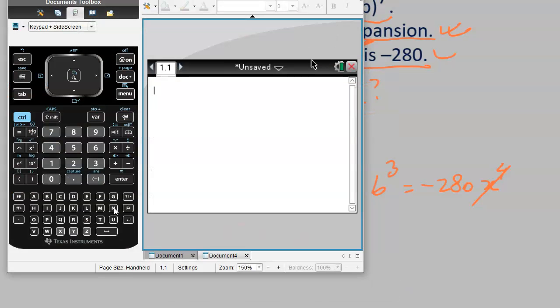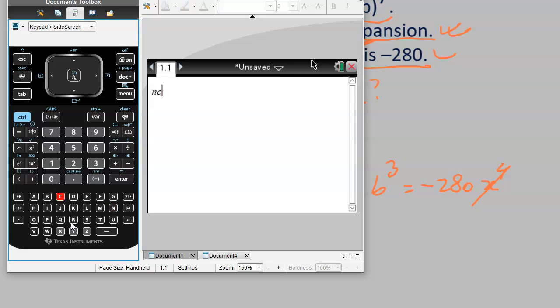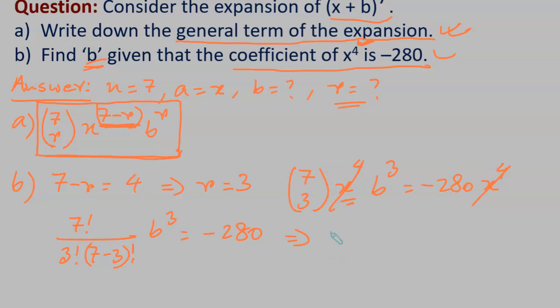7C3. First of all, 7C3 is 35. So it is 35 b to the power of 3 equal to negative 280.